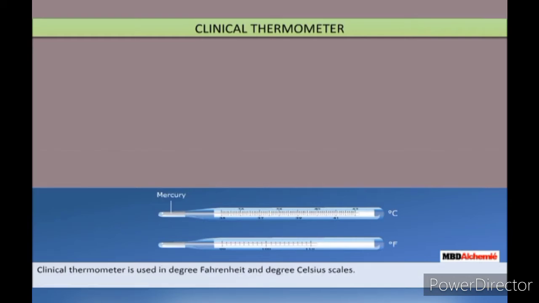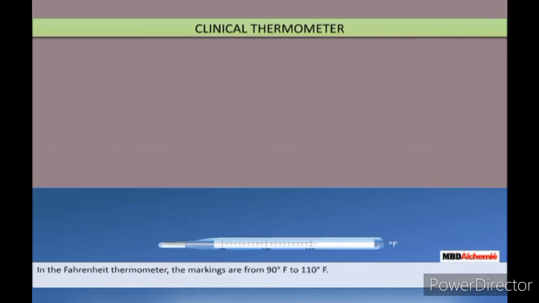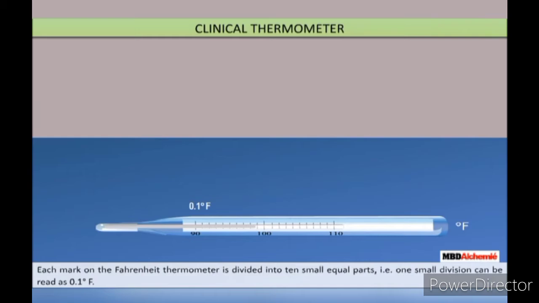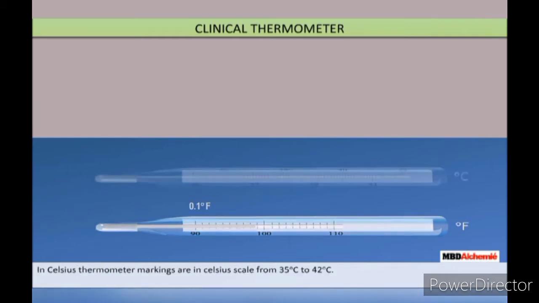Clinical thermometer is used in degree Fahrenheit and degree Celsius scales. In the Fahrenheit thermometer, the markings are from 90 degrees Fahrenheit to 110 degrees Fahrenheit. The normal temperature of the human body is 98.6 degrees Fahrenheit. Each mark on the Fahrenheit thermometer is divided into 10 small equal parts. That is, one small division can be read as 0.1 degree Fahrenheit.